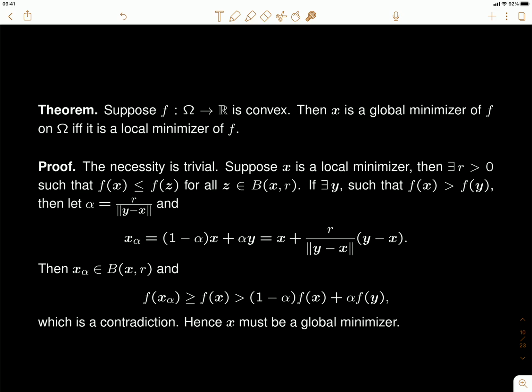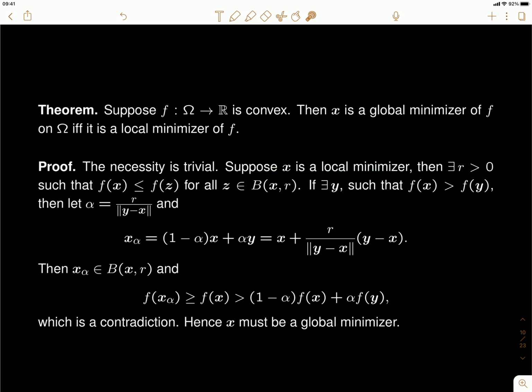But the point is, if it's just a local minimizer, just the smallest around its neighborhood, can we say that it's also a global minimizer? And this is true for convex functions. Let's see why that is the case. As we said, necessity is trivial, because if x is a global minimizer, it must be a local minimizer. Now we just consider the other direction. Suppose x is a local minimizer. We want to show that x is also a global minimizer.